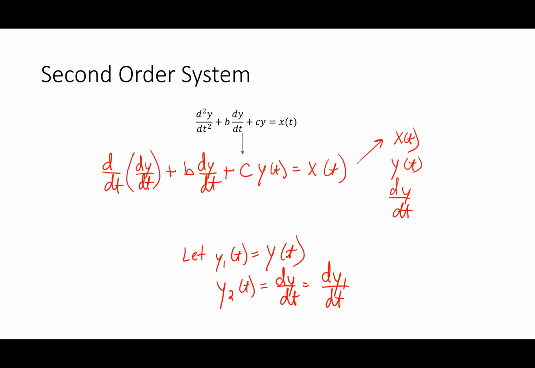All right. So if I do that, I'm going to rewrite this first in terms of the y1 variable. So this becomes d by dt of dy1 by dt plus b times dy1 by dt plus c times y1 of t equals x of t. Like that. And I'm making these definitions here.